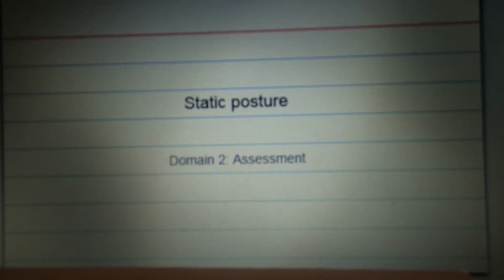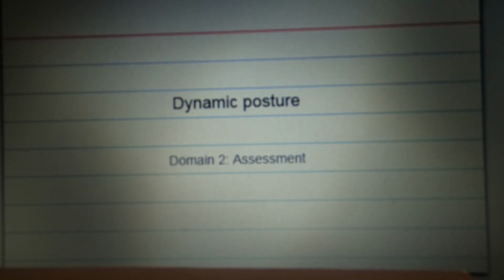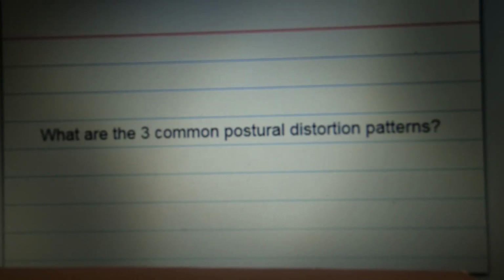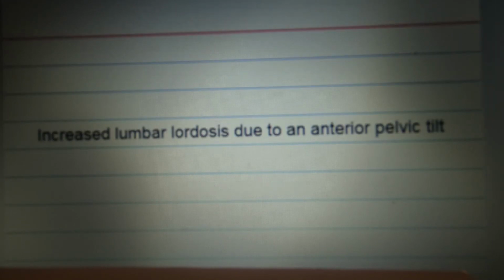Provides the foundation from which the extremities function. Static posture. Reflective of how a client is able to maintain bodily alignment while performing functional tasks. Dynamic posture. What are 3 common postural distortion patterns? Lower cross syndrome, upper cross syndrome, pronation distortion syndrome.